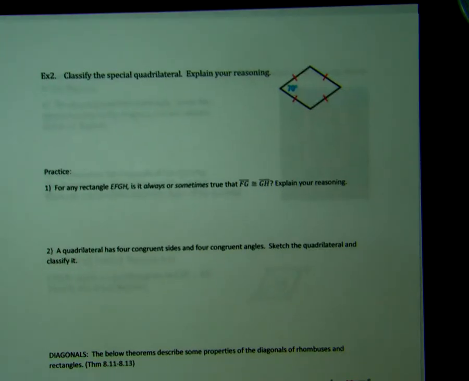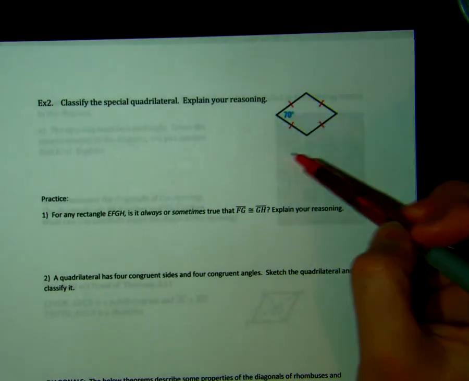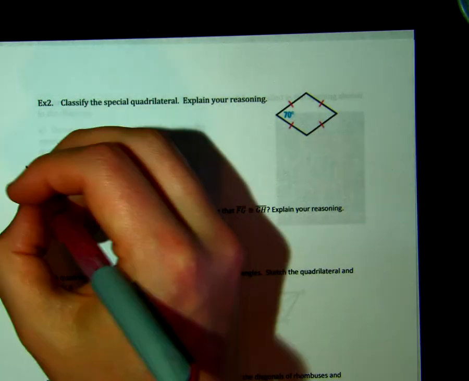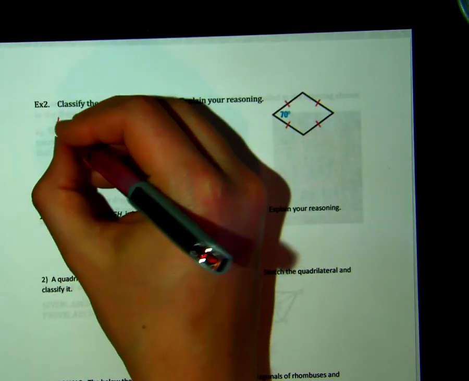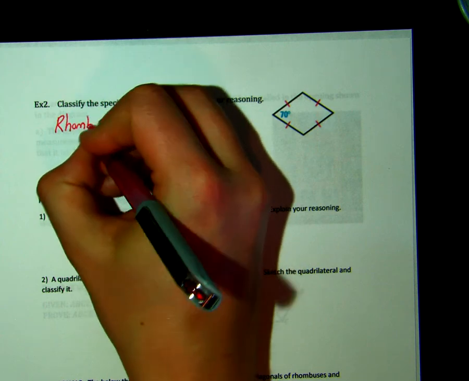Moving on here, we're going to classify the special quadrilateral and explain your reasoning. Okay. So what we have here, first thing I see is that we have the four congruent angles. Okay. So that tells me that it's a rhombus. And you just want to keep looking at the properties to see how specific can we go. So if it were more specific than a rhombus, it would be a square. A square would have to have the 90-degree angles of a rectangle, which this one does not. So the furthest I can go is to say that this is a rhombus.